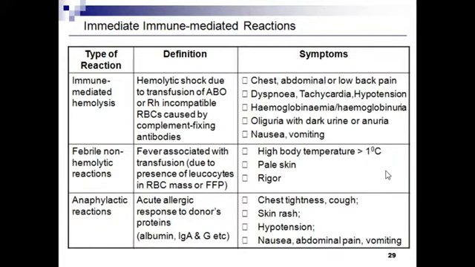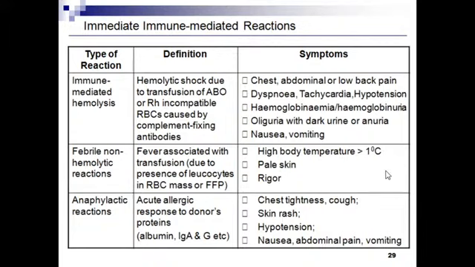The second type of immune-mediated reaction is a febrile non-hemolytic reaction. This is a fever associated with transfusion due to the presence of leukocytes in RBC hemocon with RBCs, or in fresh frozen plasma. Antigens of leukocytes cause the febrile non-hemolytic reaction. Clinical presentation is high body temperature, or subfebrile temperature, just above 37-38 degrees Celsius, paleness of skin, and chills.